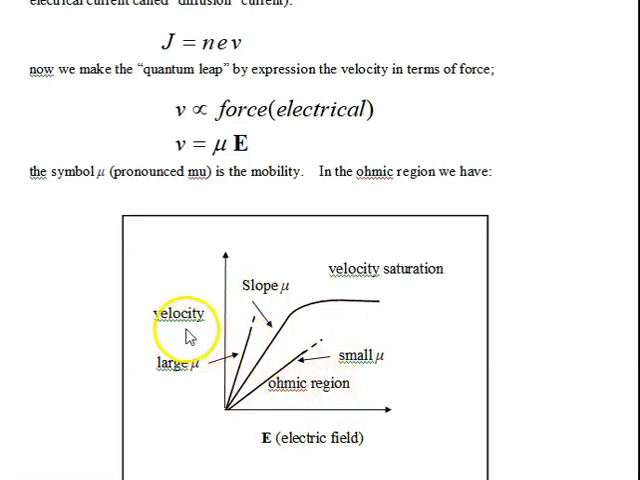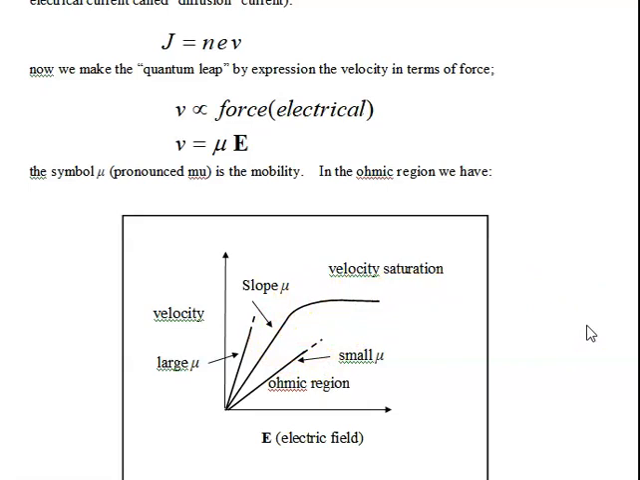The ratio of the velocity to the electric field is called the mobility. A large mobility, which is desirable, gives us a large velocity for a little bit of electric field. Small mobility, not so good. Small velocity, even if the electric field is large. In all cases, however, the velocity saturates.